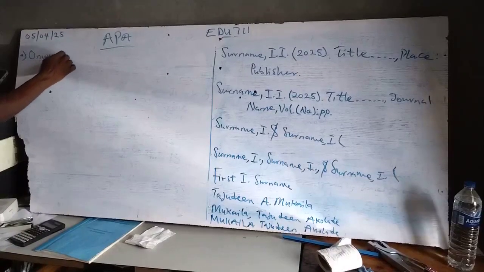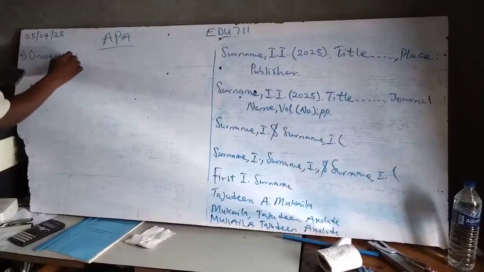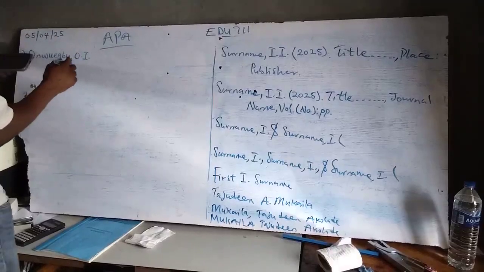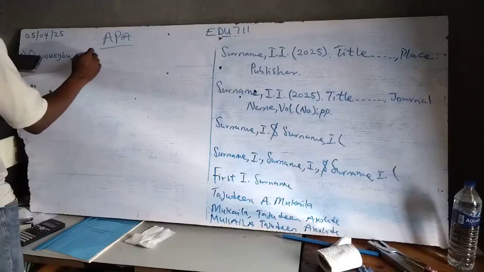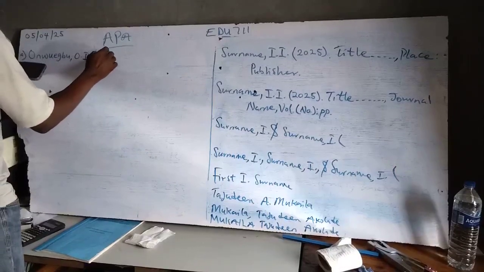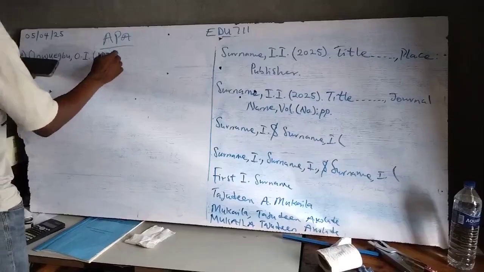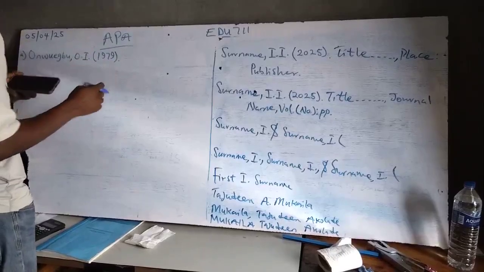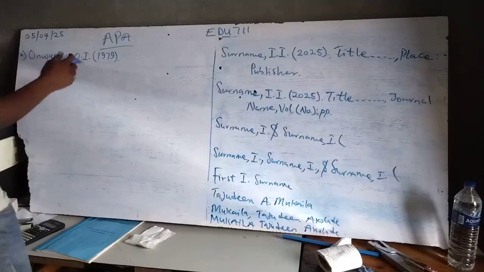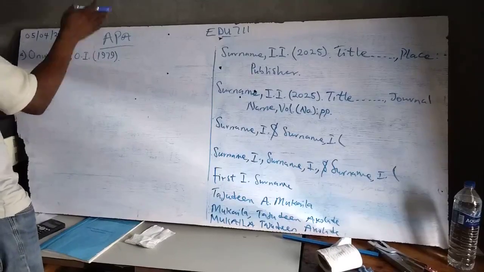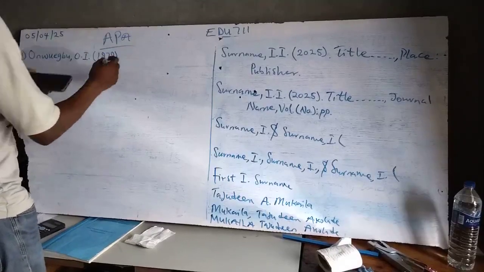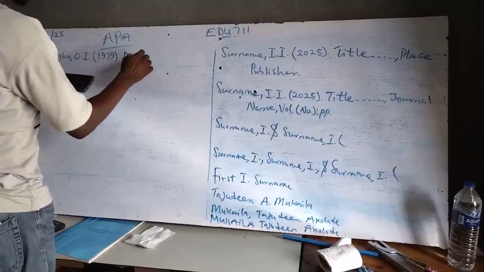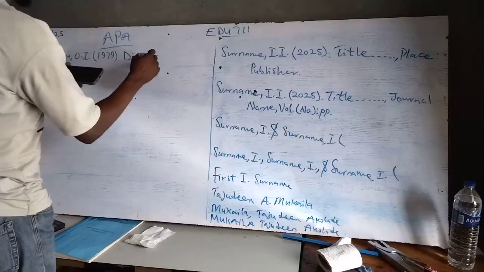Start with Onwegbu, comma, O.I. Then the year in brackets, 1979. Full stop. The title, assuming it is typed, for a book you have to italicize the title. So the title is Discover Teaching.